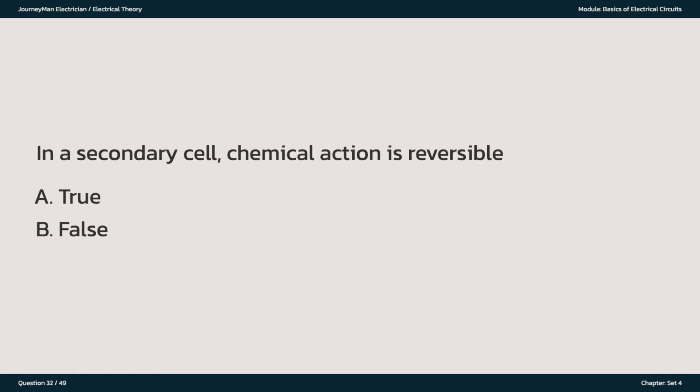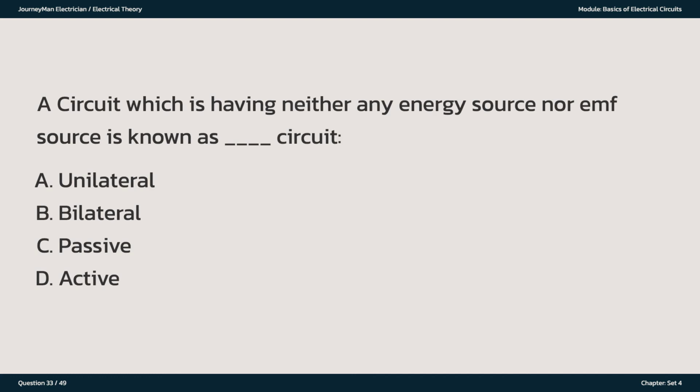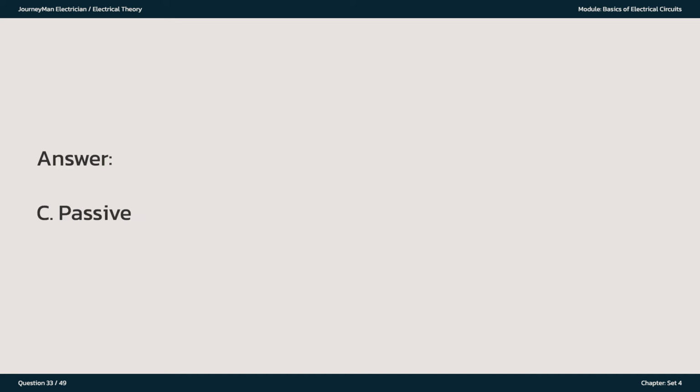In a secondary cell, chemical action is reversible. A. True. B. False. The answer is A. True. A circuit which is having neither any energy source nor EMF source is known as circuit. A. Unilateral. B. Bilateral. C. Passive. D. Active. The answer is C. Passive.